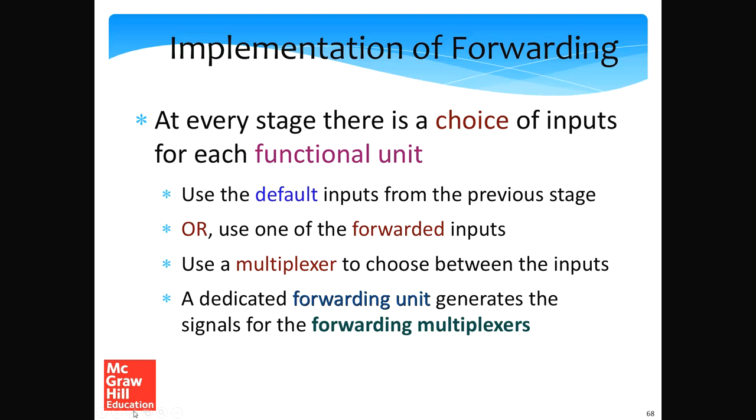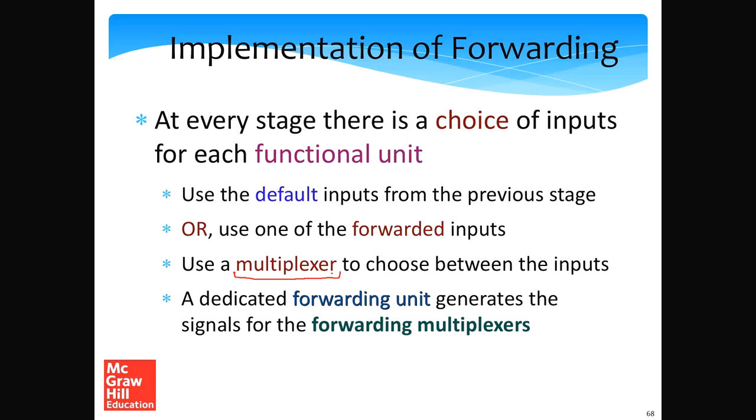Let us now discuss the implementation of forwarding. At every stage there is a choice of inputs for that particular functional unit. We can either use the default inputs from the previous stage, or we can use one of the forwarded inputs. When there is a choice, we typically use a multiplexer to choose between the inputs.